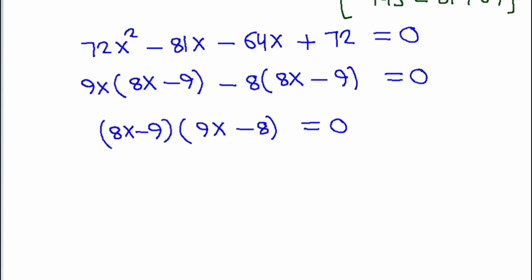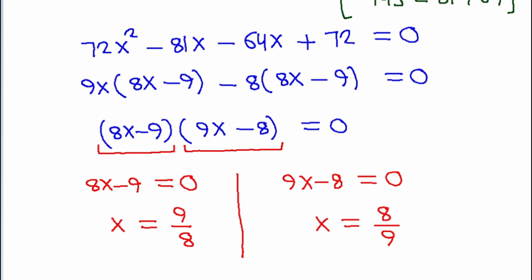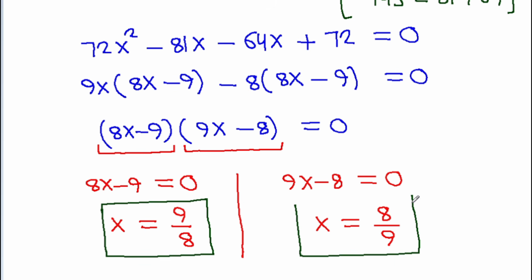It is 0. So 8x minus 9 can be 0. That means x is 9 divided by 8, and 9x minus 8 can be 0. That means x is 8 divided by 9. So we get x is 9 over 8, and x is 8 over 9.